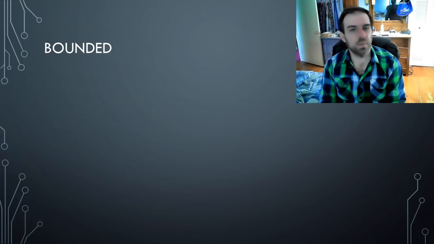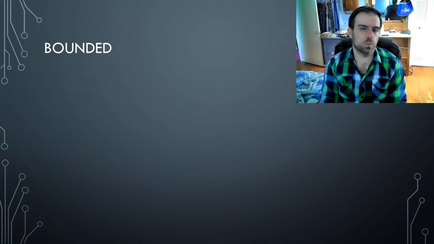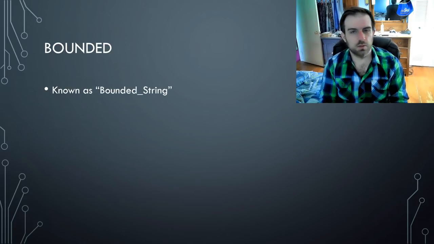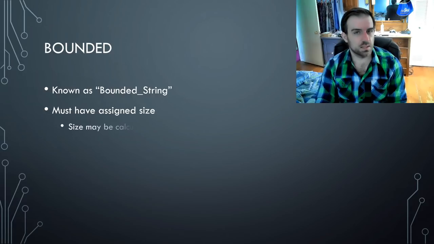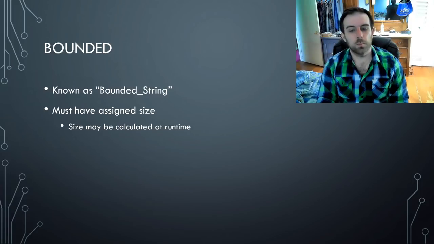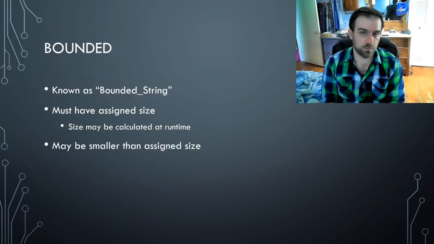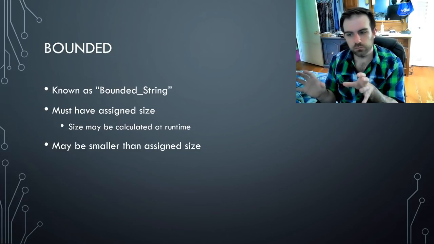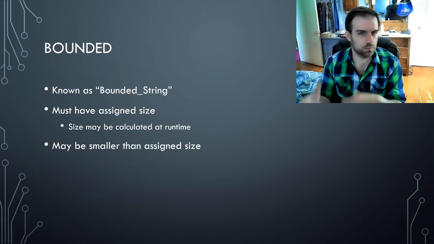Bounded is a bit more flexible, and this is most of the time what you want to use when interfacing with databases. So it's, in a similar vein, known as a bounded string or a bounded wide string, and so on. It must have an assigned size, and that size can be calculated at runtime, like you saw with the array and with the string. But it may be a smaller size. It does a little bit of a padding trick to hold it in a string while wrapping up the expected behavior.